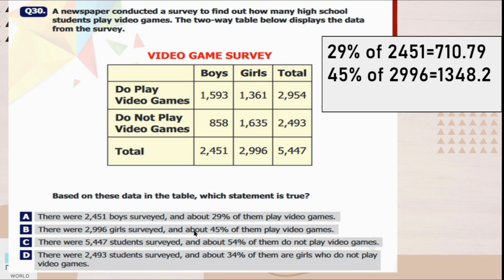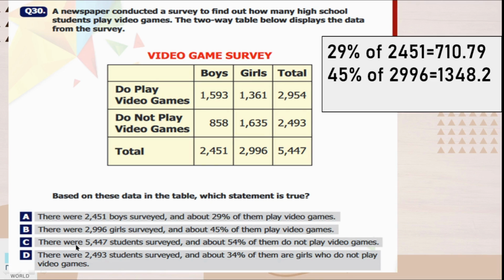The reason is they have written about 45%. It's not written exact 45%. So here we can consider this option as our answer because both the numbers are quite close. So that's why we will see the rest of the options and then find out the answer.